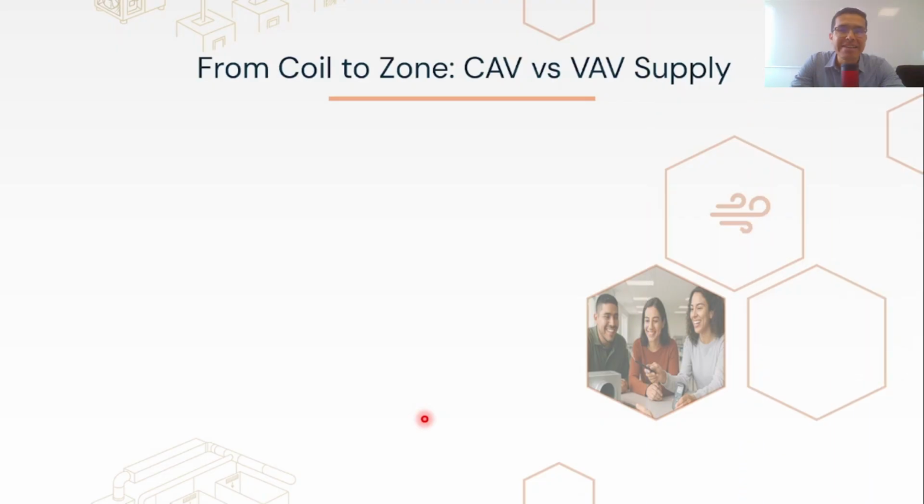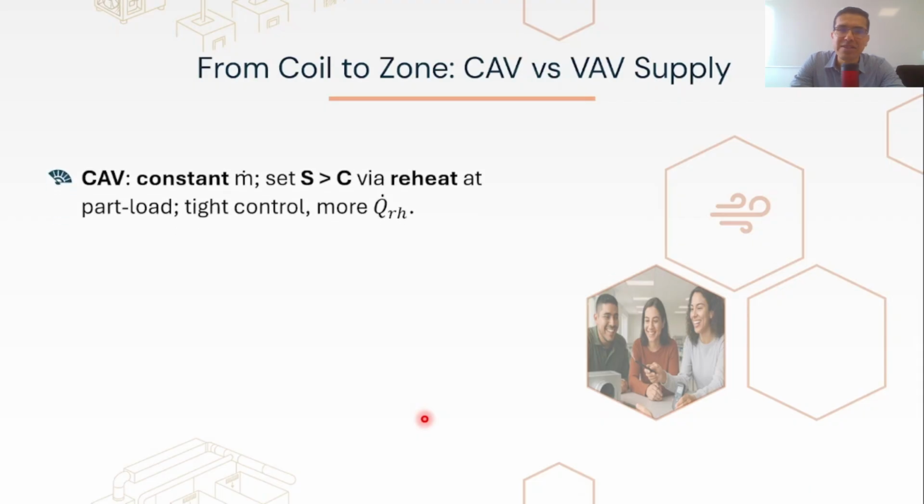So now that we see how the coil is set to handle latent loads, let's explore how the air moves from the coil to the sun and how the final supply condition is determined. This is where the fundamental difference between CAV and VAV systems becomes most apparent, as they use entirely different strategies to meet the sensible load. This is a little bit of what I was talking about before.